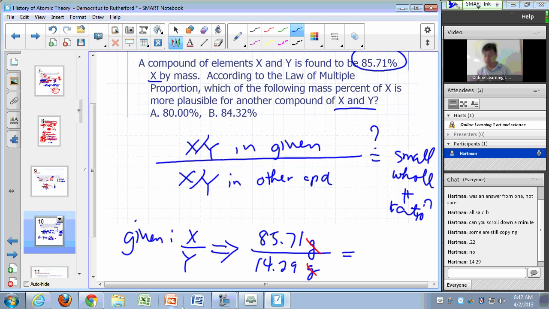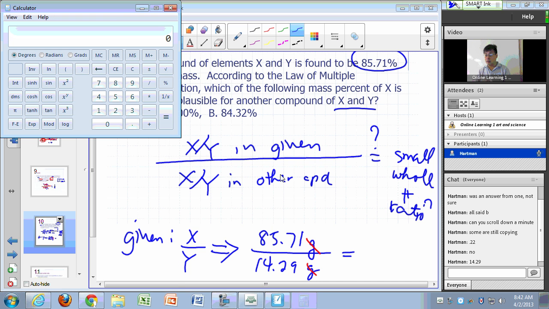Let's see. Calculator. 85.71 divided by 14.29. That's 5.998.